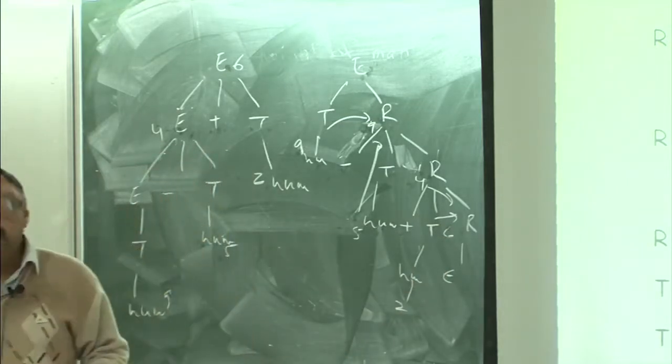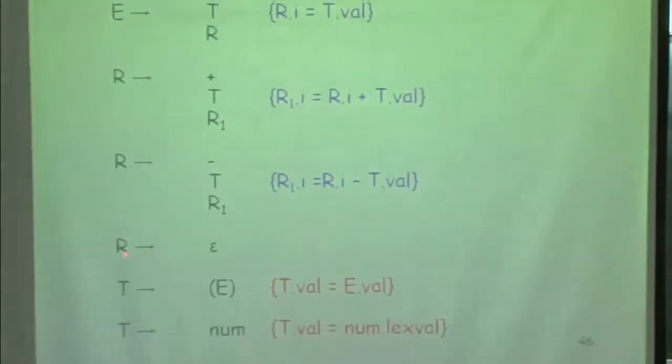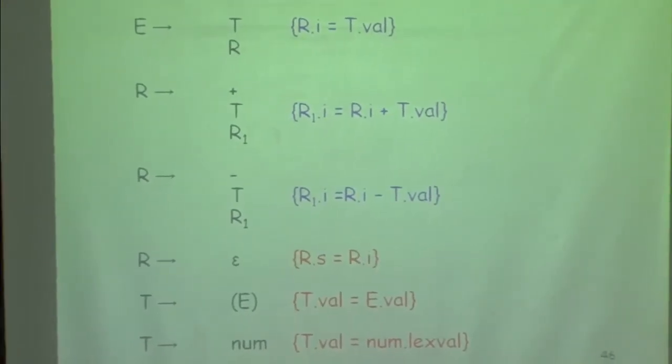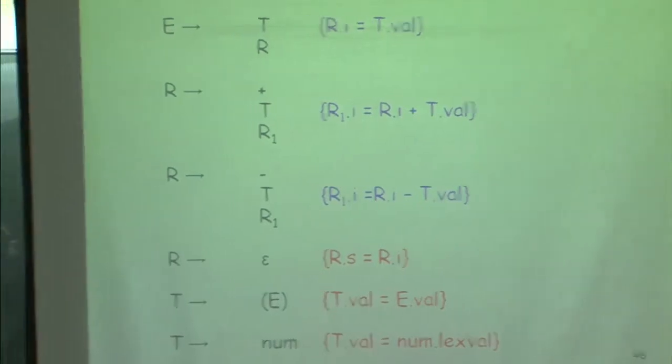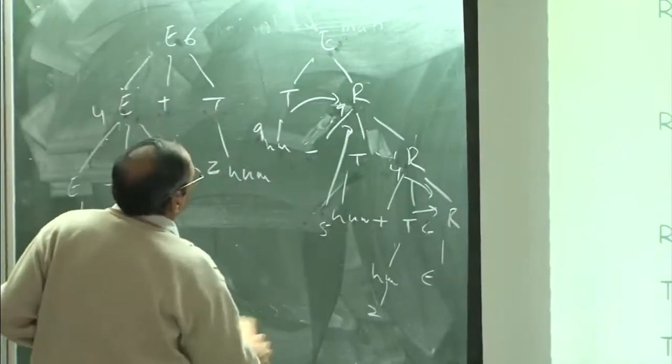Okay. So, how do I take this value up? Now, I can actually do a very simple transformation, because now I am saying that R goes to epsilon and R can have both inherited and synthesized attributes. Now, I say that R synthesized is nothing but a copy of R inherited. Okay. So, if I do that, what will happen? Then I will say that let me take this on.